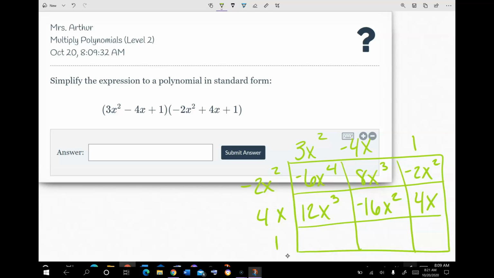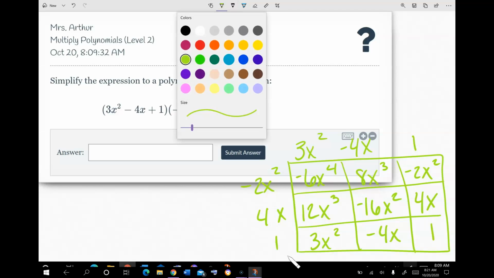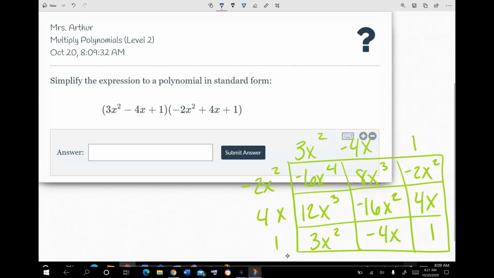So now we're going to pull out our like terms. So negative 6x to the fourth is the only one like it. So we're going to say negative 6x to the fourth. We're done with her. Then we've got a cube. So 12x cubed and 8x cubed is going to make 20x cubed.